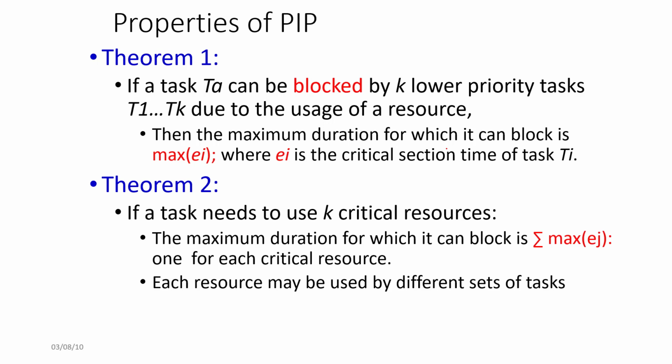Let us now look at some properties of PIP. Of course, we will design two more protocols to improve PIP and rectify the issues, but let's at least take a look at the properties via two theorems. Theorem one: assume a task TA can be blocked by k low priority tasks T1 to Tk, primarily due to the usage of resources, as we have seen. Now the issue is, for how long can TA actually be blocked? We are talking in this case of a single resource, not multiple resources.